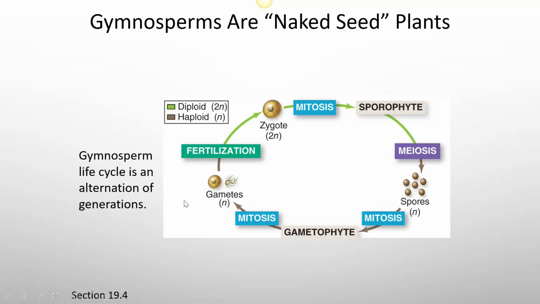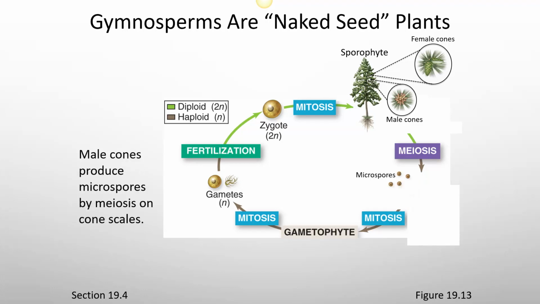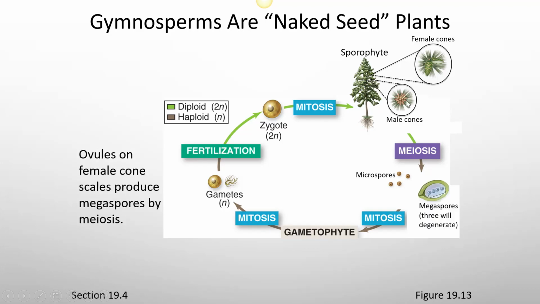Gymnosperm life cycle is also an alternation of generations. The sporophyte, which is usually a large pine tree type organism, has female cones and male cones. Haploid spores form by meiosis in those sporophyte cones. The male cones produce microspores by meiosis on cone scales. Ovules on female cone scales produce megaspores by meiosis.